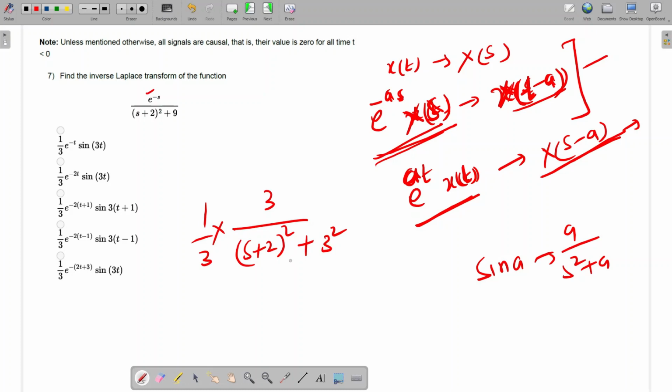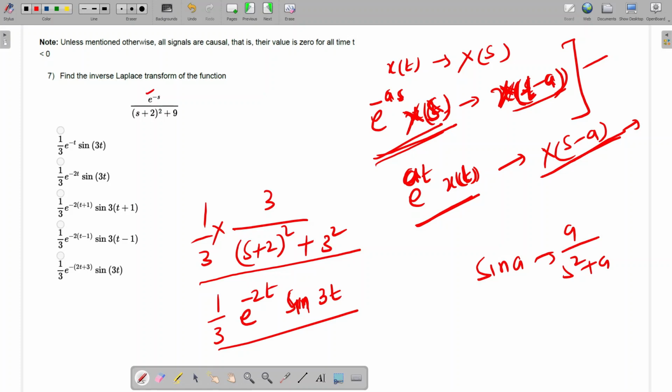But here it is s square plus 4s plus 13, that is s plus 2 whole square plus 3 square. So it will be e to the power minus 2t, and here it will be sine 3t. So we will get 1 by 3 e to the power minus 2t sine 3t. Is it correct? Yes, sir.